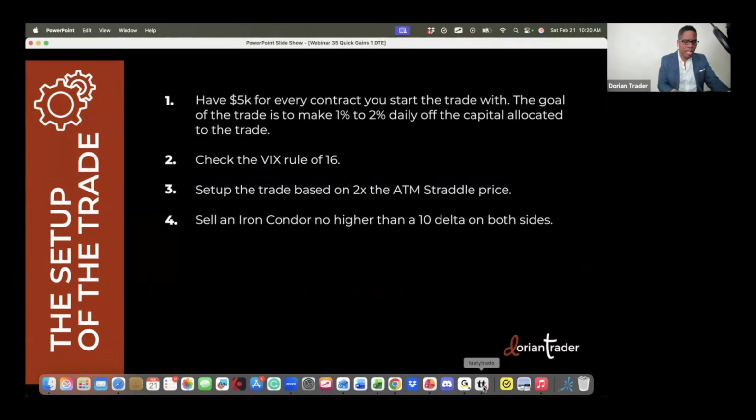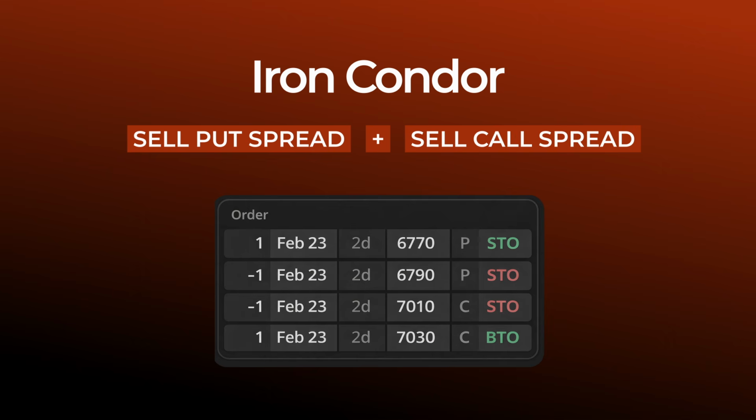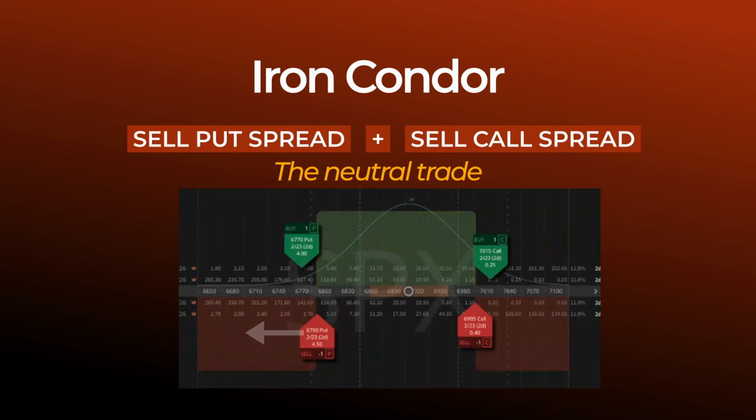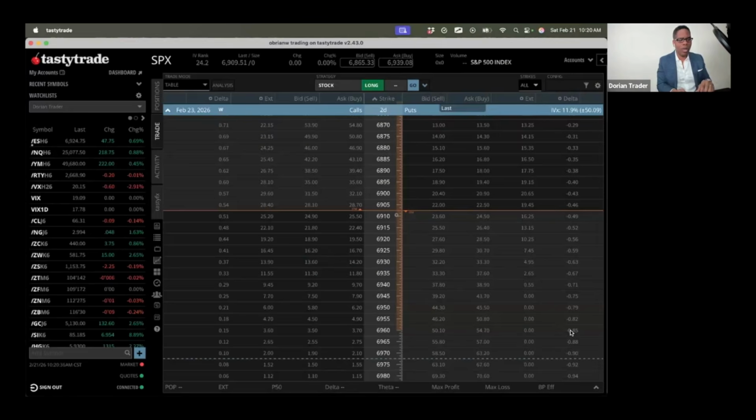Some serious meat. So an iron condor is when you sell a put spread and a call spread simultaneously. You are inherently neutral. You don't want it to go down a ton. You don't want it to go up a ton. If it stays in between that iron condor, that's how you make money. And we put it on all the time.